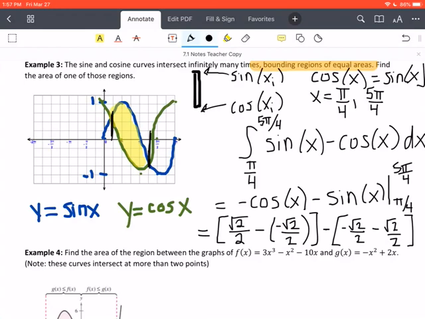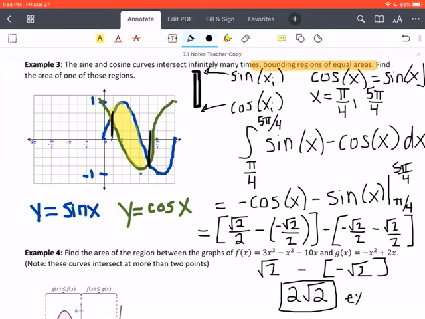So we have root 2 over 2 plus root 2 over 2, which is root 2. And then minus negative root 2 over 2 minus root 2 over 2 is negative root 2. So at this point, the double negative makes a positive. So what is the area under the curve? 2 root 2.